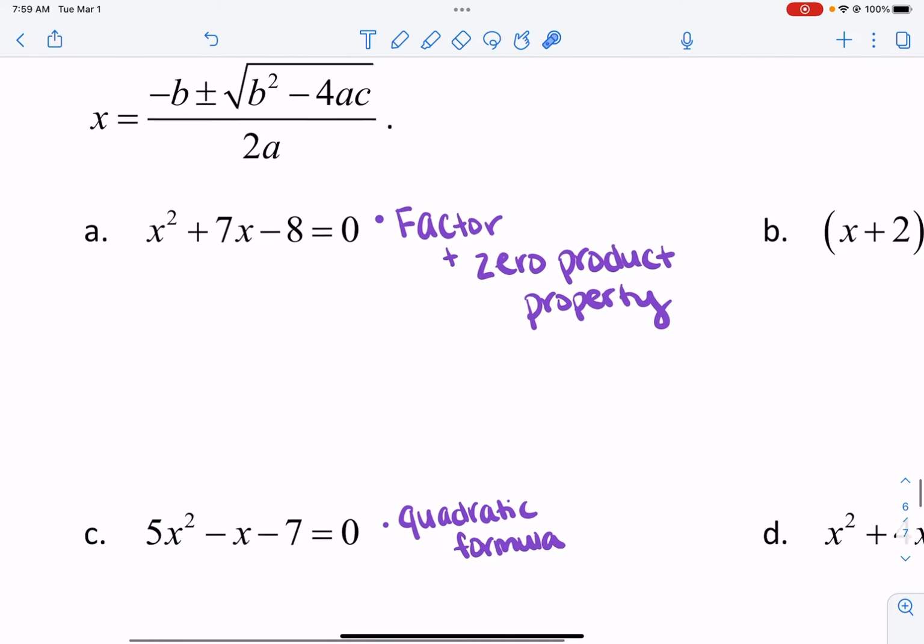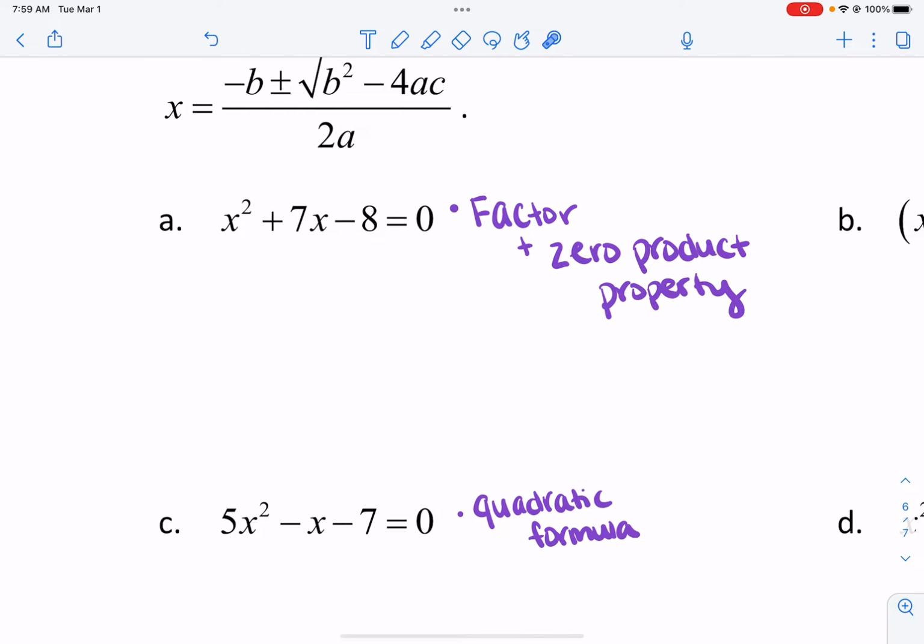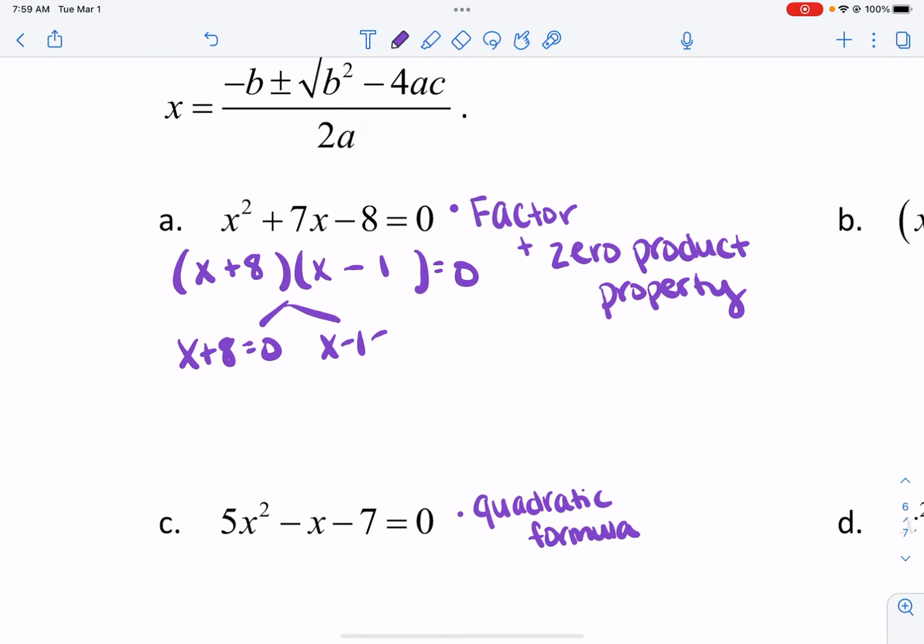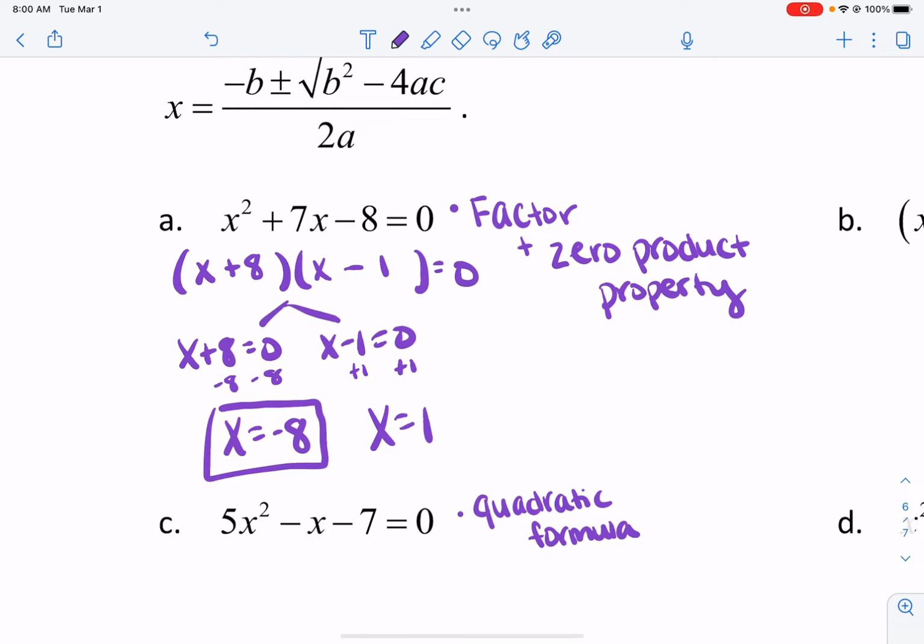So for part A, I think it actually makes the most sense for this one to factor and do the zero product property. I don't think that the quadratic equation is the fastest because I can see that 8 minus 1 is positive 7, and 8 times negative 1 is negative 8. So I'm going to put a plus 8 and a minus 1. Do our zero product property. So x equals negative 8 and x equals 1.